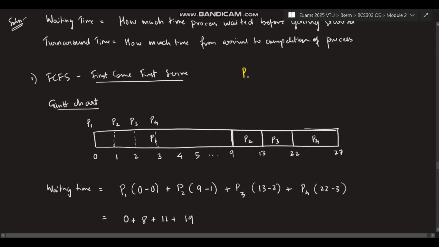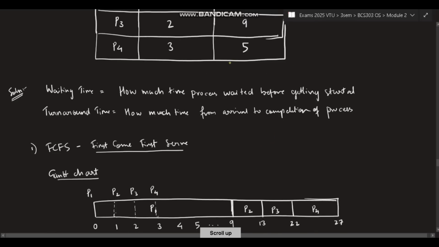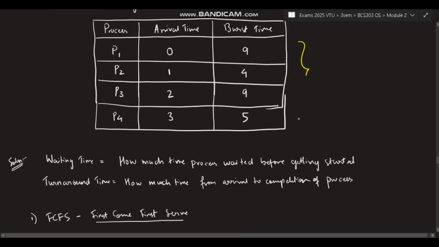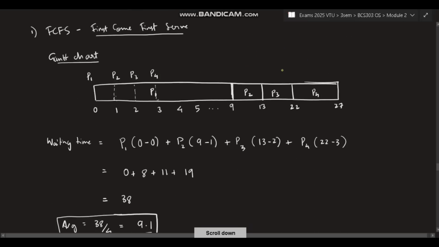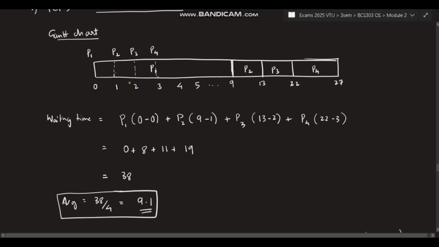As I told you, remember there are processes P1 to P4, and they have come from time 0 to 3 seconds: 0, 1, 2, 3 for P1, P2, P3, P4. And the burst time, I can note it down somewhere: 9, 4, 9, 5. If you remember, that's even better. Now see the Gantt chart.